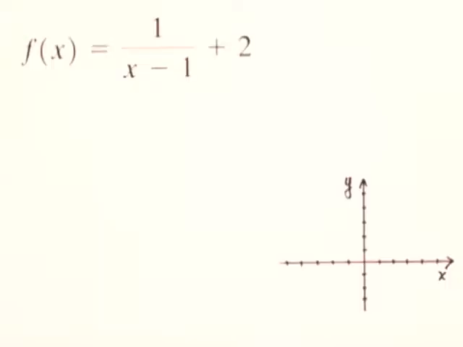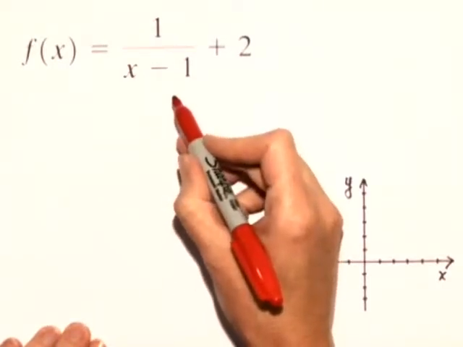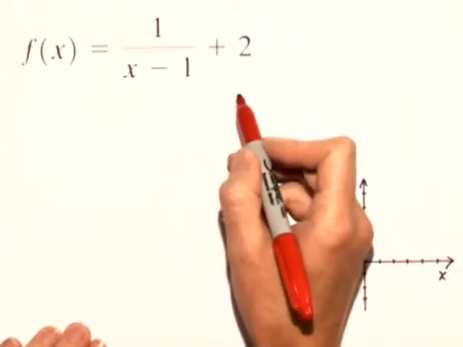For our next problem, we're given a rational function. We're first asked to find the domain of the rational function and then use several steps to graph it. So we have f of x is equal to 1 over x minus 1, plus 2.